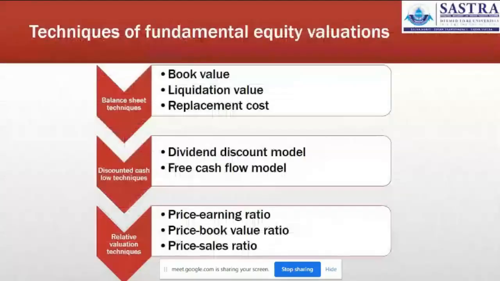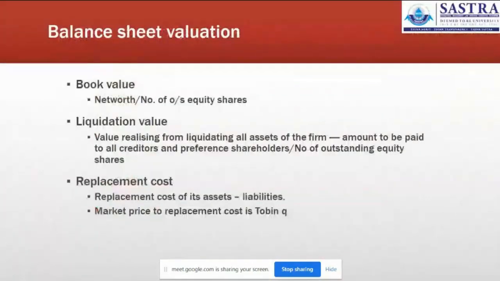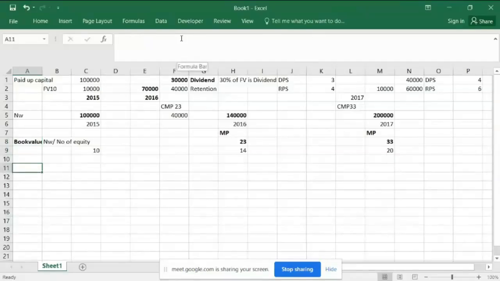So here, I have given the liquidation value: the value realized from liquidating all assets of the firm, minus the amount to be paid to the creditors and preference shareholders, divided by the number of outstanding equity shares. Exactly what we are going to find out is, after liquidating, what portion of the fund is available for the equity shareholders. It can be identified from the liquidation value. Say, for example, you can take liquidation of all the assets.